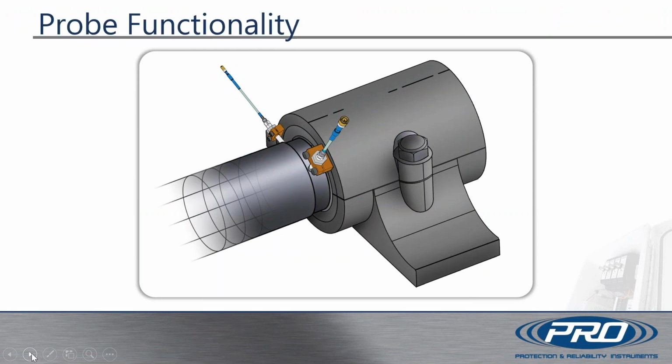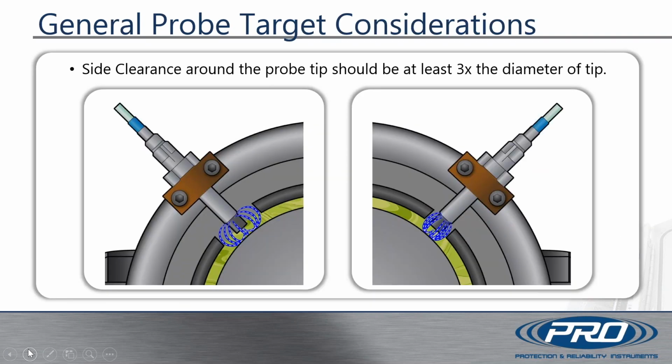Proximity probes need to be mounted 90 degrees from each other. This diagram shows proper mounting techniques for proximity probes. When you mount your proximity probes, there needs to be a side clearance around the probe tip, which should be at least 3 times the diameter of the tip. This diagram shows the proper distance of clearance around a proximity probe tip and the eddy current field generated from the coil inside of that protective PPS overmold.